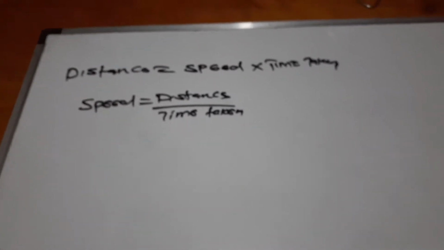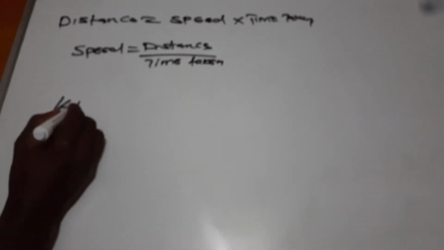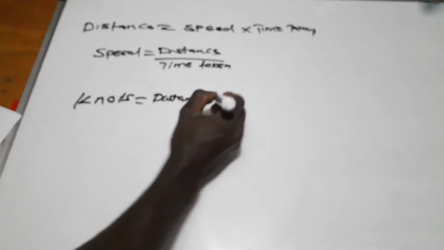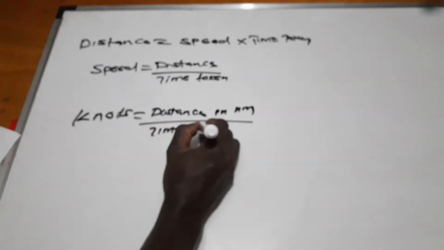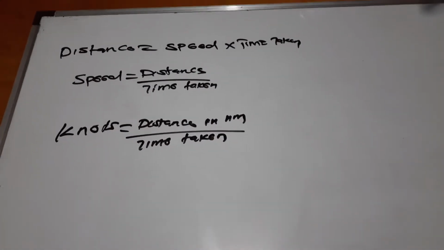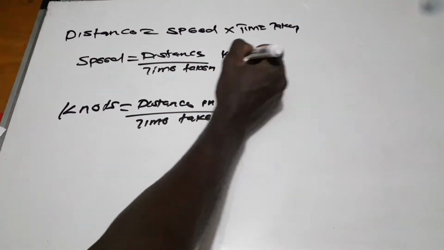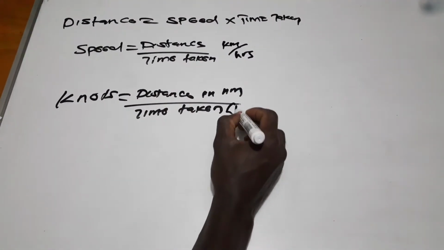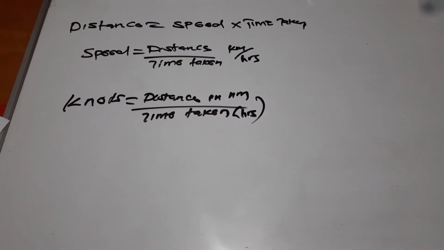So you're going to begin, but there are some things you also have to know. A knot is equivalent to distance in nautical miles divided by time taken. Are we together? So that is knot. Our speed is distance in kilometers over time in hours. This is distance in nautical miles over time taken in hours. So there we have the two formulas, and you're going to rotate around those two formulas.